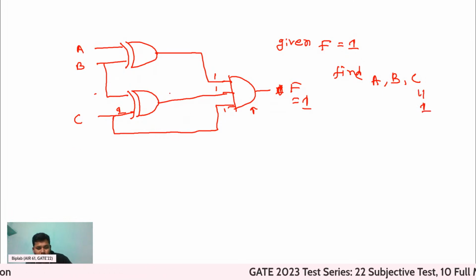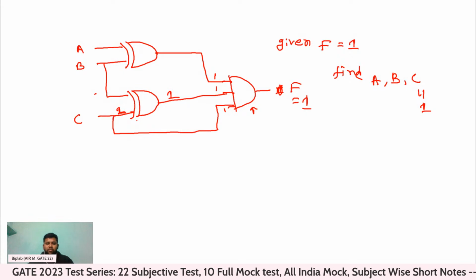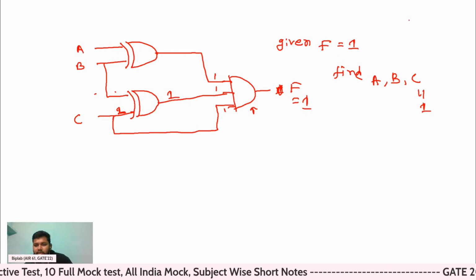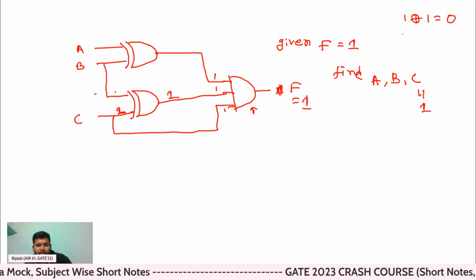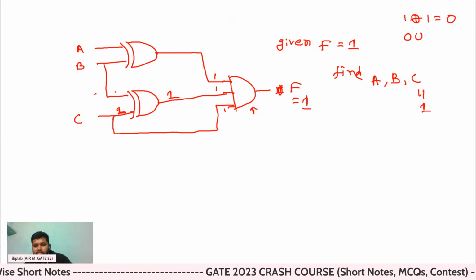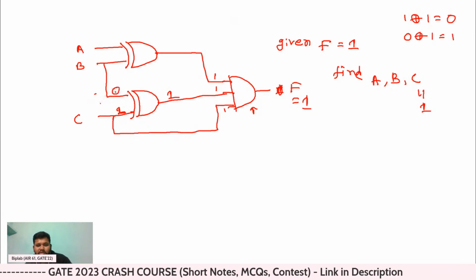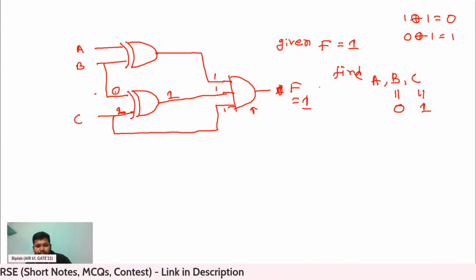Now the output of XOR is 1, and one input is C, that is 1. So what should be this one? Now if it would have been 1, then 1 XOR 1 should output 0. But in the output you have 1, so it should be 0 XOR 1. Okay, so it should be 0. So your B becomes 0.